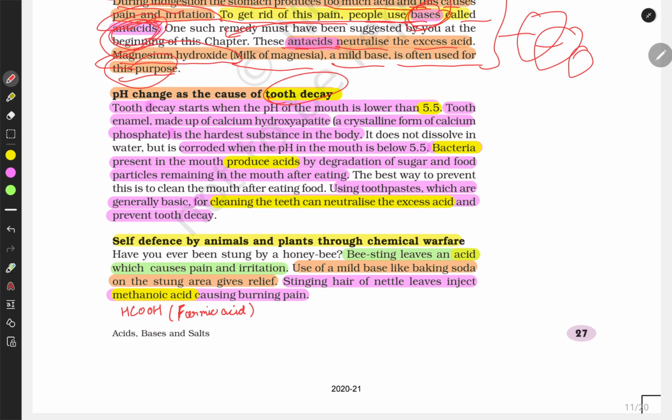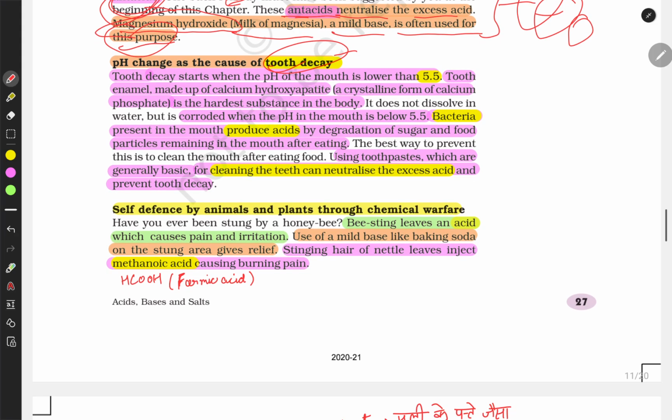Now let's talk about the role of pH in our teeth. Tooth decay starts when the pH of our mouth is below 5.5. The tooth enamel is made up of calcium hydroxyapatite, a crystalline form of calcium phosphate. It is the hardest substance in our body, and it does not dissolve in water but is corroded when the pH of the mouth is below 5.5.